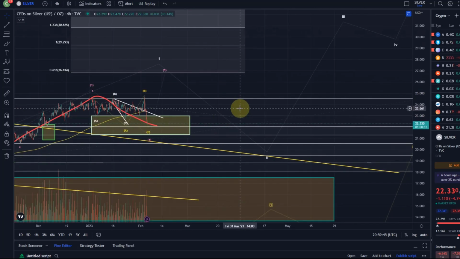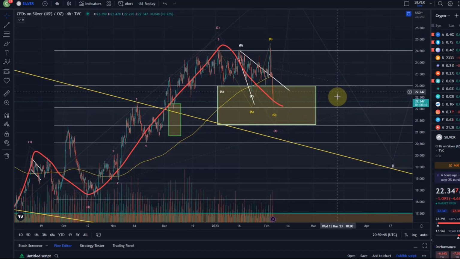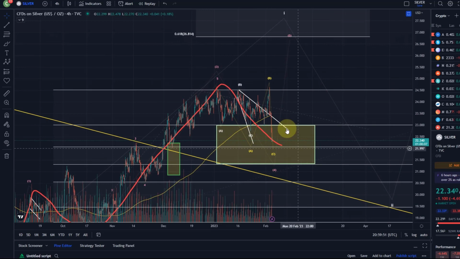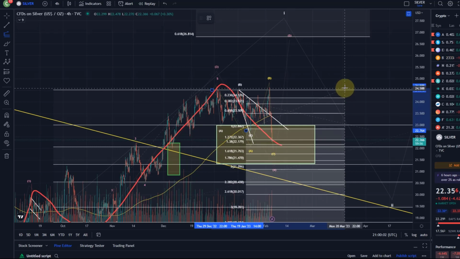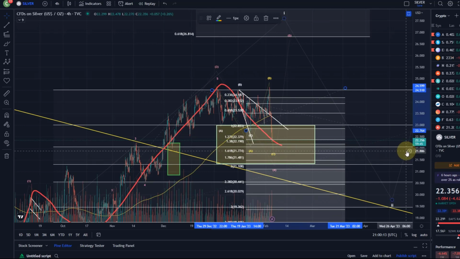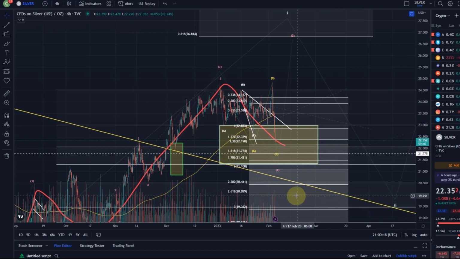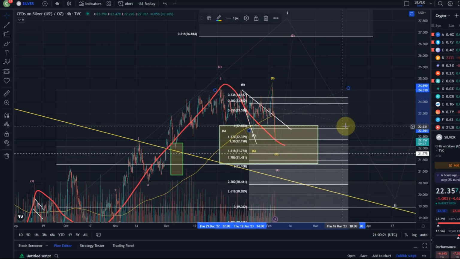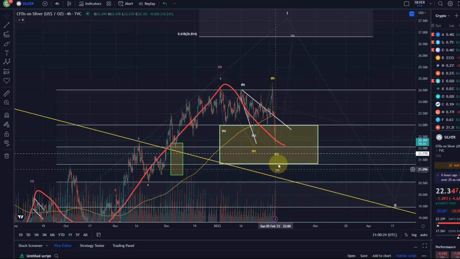And then we could even try to figure out what is the ideal target here for a C wave. I've got the support area here relevant for the wave 4, but we can also calculate it by taking the length of the A wave, go to the high of the B wave, and then we're looking for an ideal target. The 1-to-1 ratio is already broken, but the next key target would be the 1.618 extension at 21.77. So if I were you, I would pay attention to that level. It doesn't mean it will definitely turn around at that point, but it's an ideal target for a C wave, and we need to see how the price is going to react to that level.